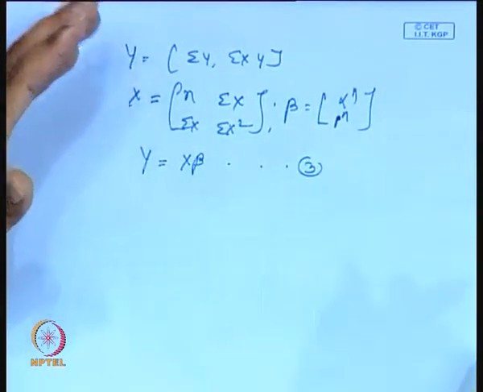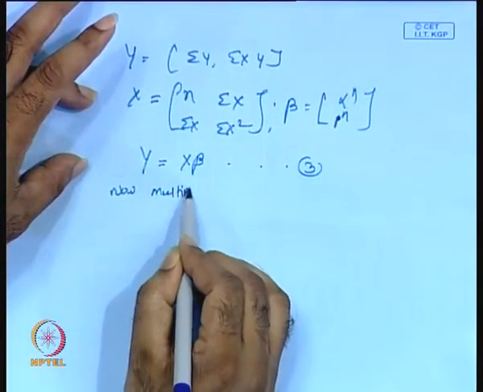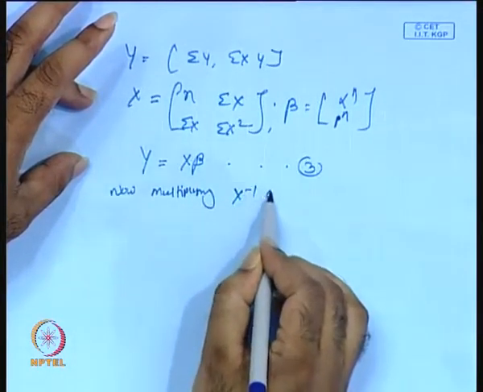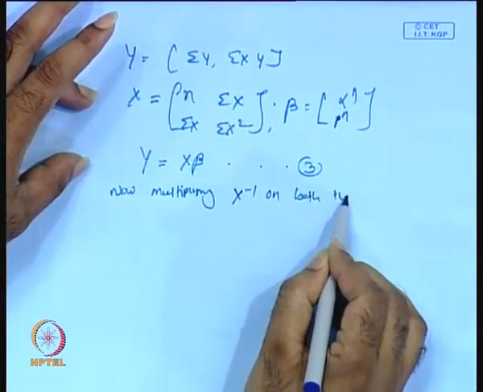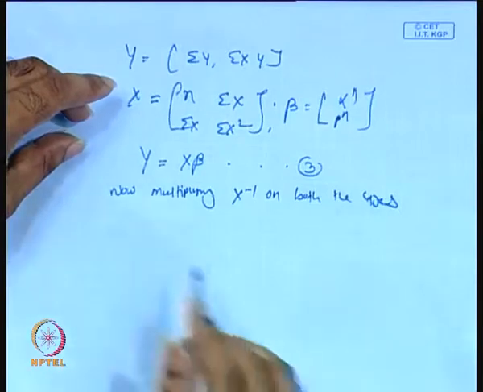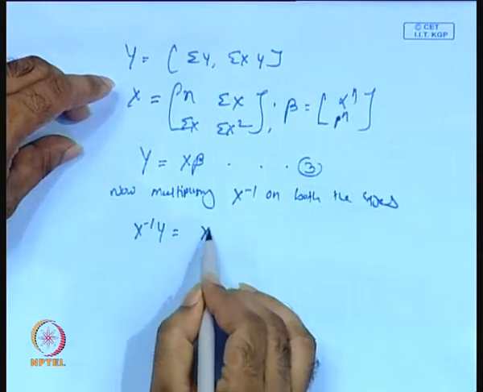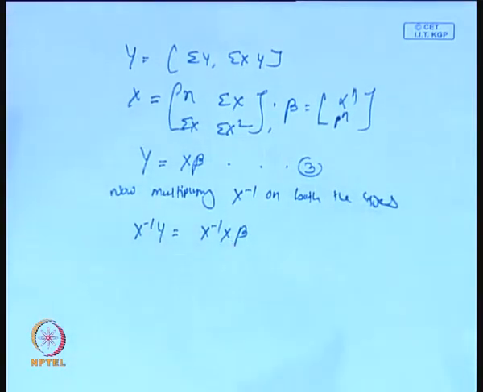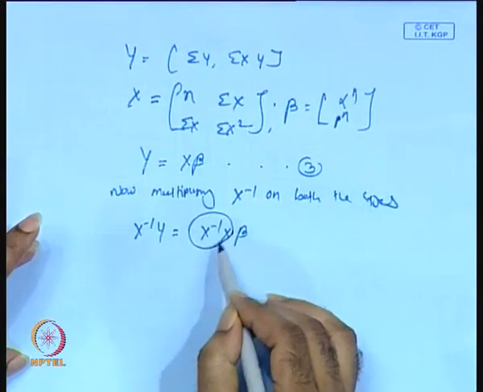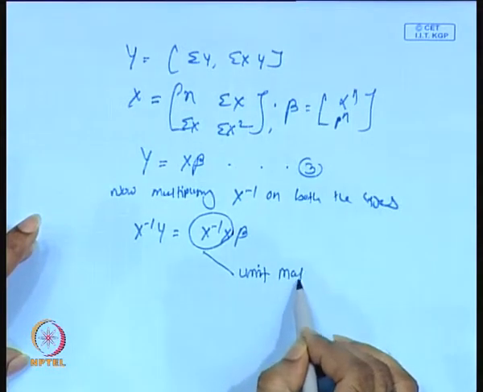Now, multiplying x inverse on both sides, what happens? x inverse y is equal to x inverse x into beta. So, what is x inverse x? By matrix algebra, it is nothing but the unit matrix.